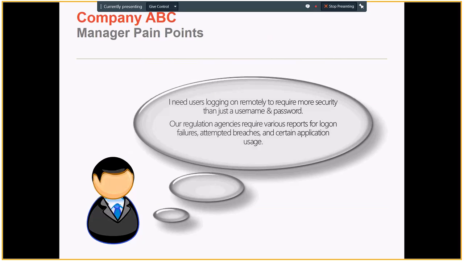All right, and we get back to one of the manager's pain points. He comes back and says, I need users logging on remotely to require more security than just a username and password. This is a very regular request. Obviously, you're accessing possibly confidential company data remotely. We want it to be more secure than just a simple username and password. He also says our regulation agencies require various reports for these logon failures, possible attempted breaches, and certain application usage. They want to monitor who's using what SaaS or on-premise apps.